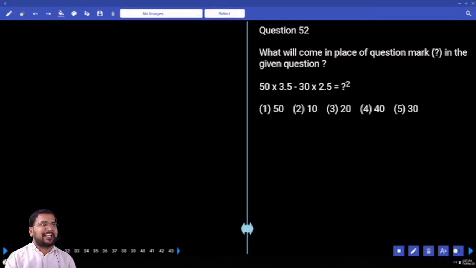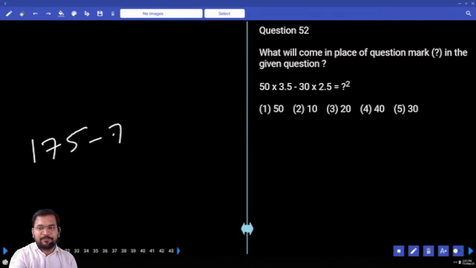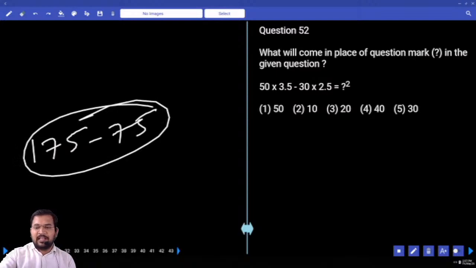Next, 5 into 35, 175. The 0 decimal gets cancelled. 5 into 35 is 175. 3 into 25. The difference is 100. 100 is which square? Your answer is 10 square.